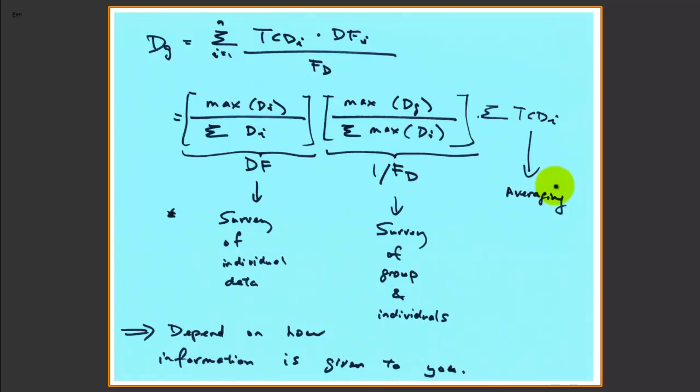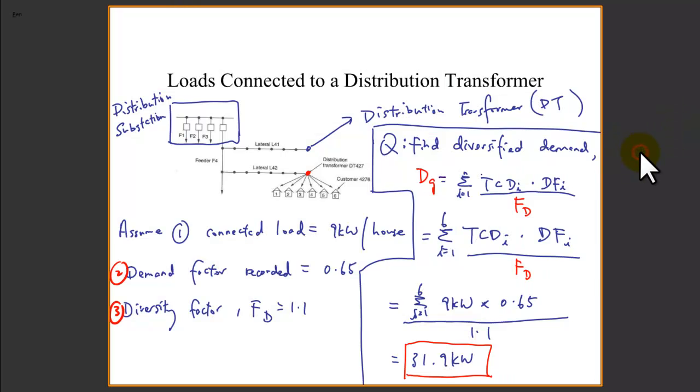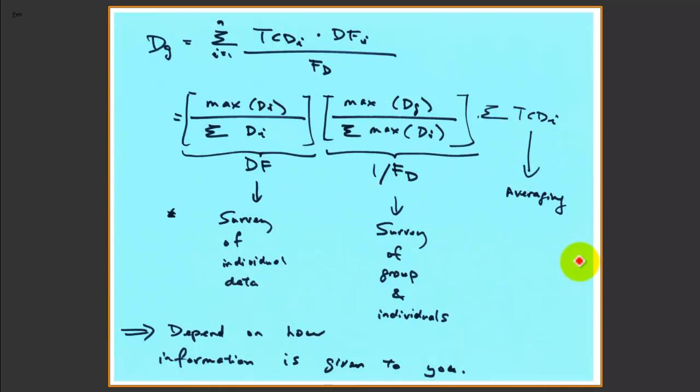And conceptually, if I give you a table of the 6 data from 9 o'clock to 5 o'clock, you can easily find out the D sub G, which in this case is the diversified demand, by summing all individual loads for each time frame. Say if you have 6 of them at a certain time, you just add them up, and that becomes 1 point of the D sub G, the diversified demand. So that really depends on how this information is given to you.